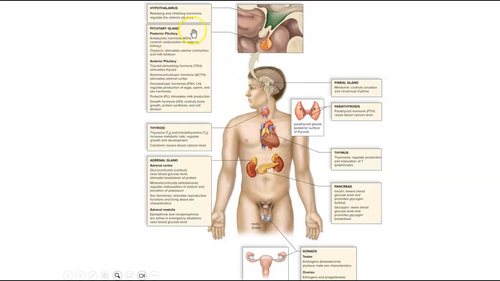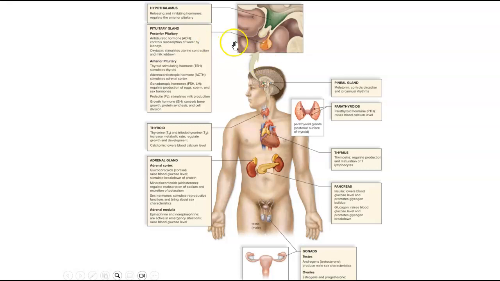In the brain, we have the hypothalamus. It's right here. And then this is the pituitary gland. The hypothalamus releases hormones that influence the hormones that are released from the pituitary. The hormones released by the hypothalamus are called releasing hormones and inhibiting hormones. So they would cause the pituitary gland to release or inhibit the release of its hormones.